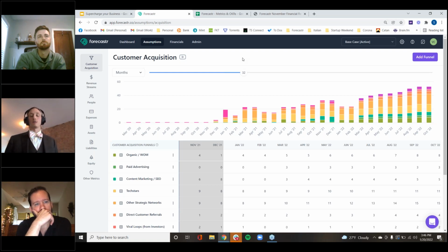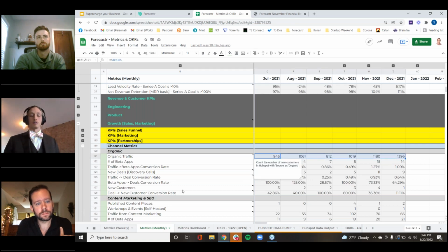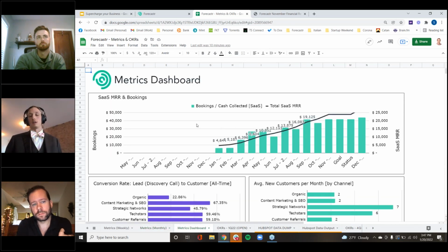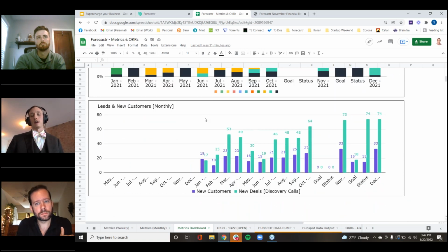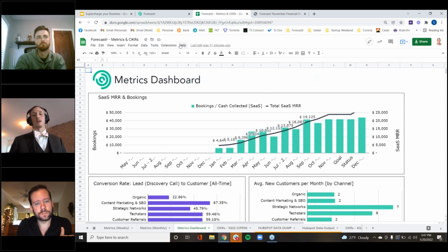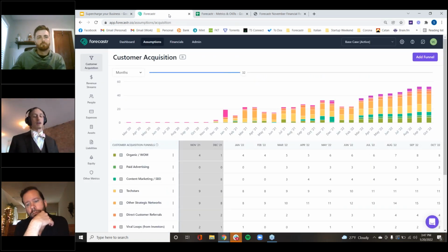But because Forecastr doesn't integrate with everything and it doesn't do everything we want to do yet, we do think it's nice to have a spreadsheet or something like that where you can track all these metrics, and that way you can take these numbers and put them in a dashboard like we do. We've got some dashboards that we have here that we don't have in Forecastr. So for right now, spreadsheets are always good to hang around, just because they're so flexible.